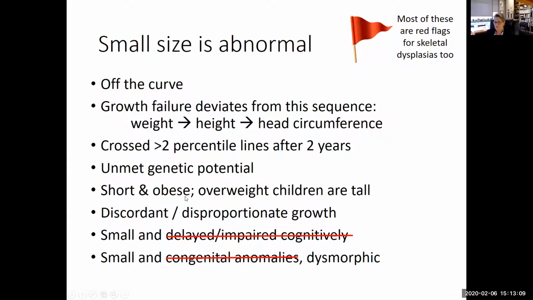The curve was made for a very good reason, because the majority of the population should be on there. And if someone is below it, that could be where they're just supposed to be, but it warrants looking further at what the cause is for that.